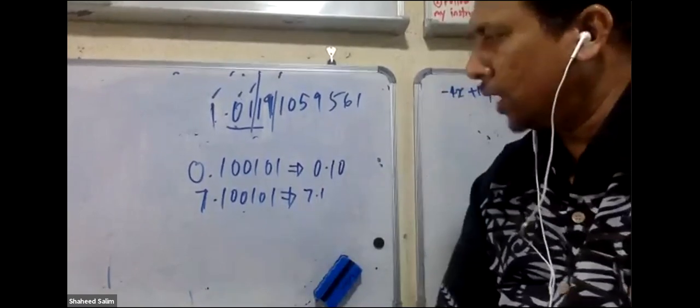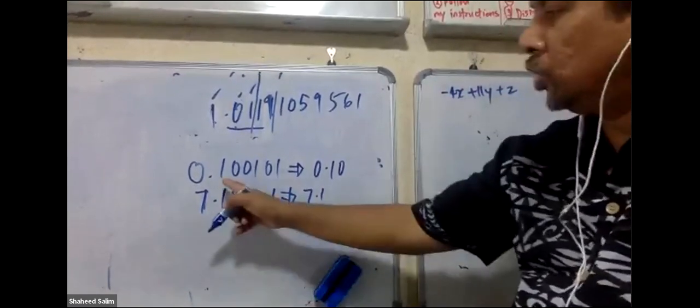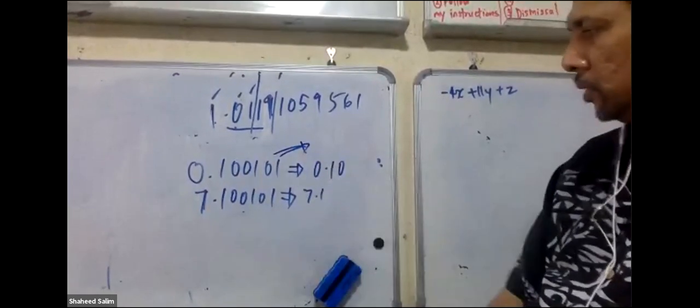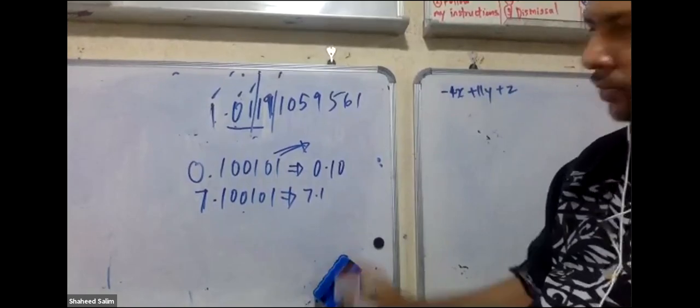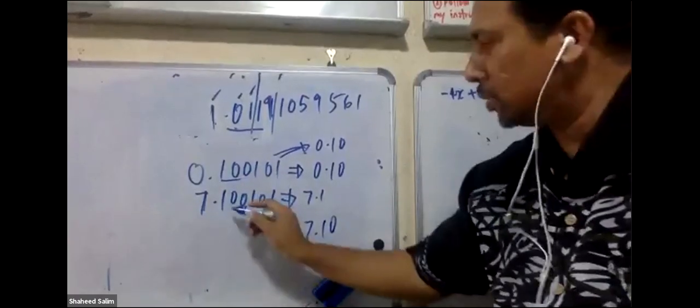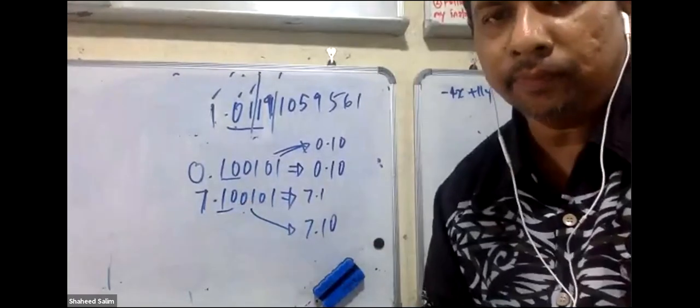This is different from 2 decimal places. Now, if they ask you 2 decimal places for the first one, what's your answer? 0.10. Good. This one, 2 decimal places, 7.10. Good. So 2 decimal places, very easy. You're clear? Okay, very good.